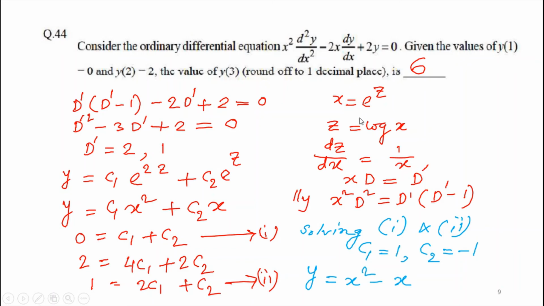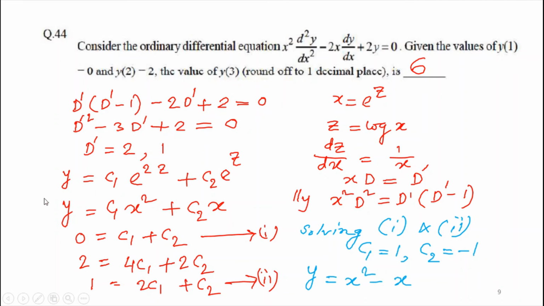Let us take x equals to e power z, then z equals to log x, find dz dx, which is 1 by x, and from here we can find x D as D dash, where D is d dx and D dash is d dz. And similarly, we can find x squared D squared as D dash into D dash minus 1. And now let us put these values of xD and x squared D squared in the main equation. Then we are getting the auxiliary equation D dash squared minus 3 D dash plus 2 equals to 0. And from here solving we are getting D dash as 2 and 1.